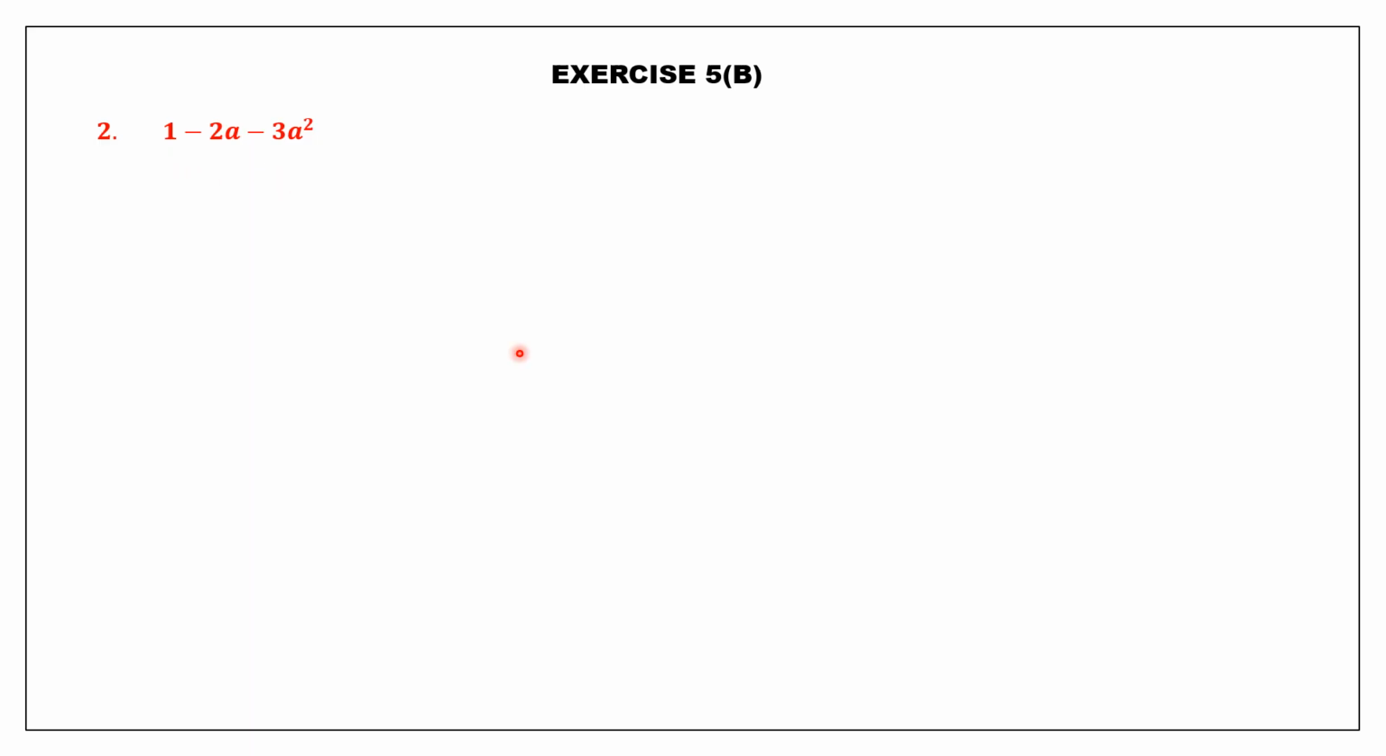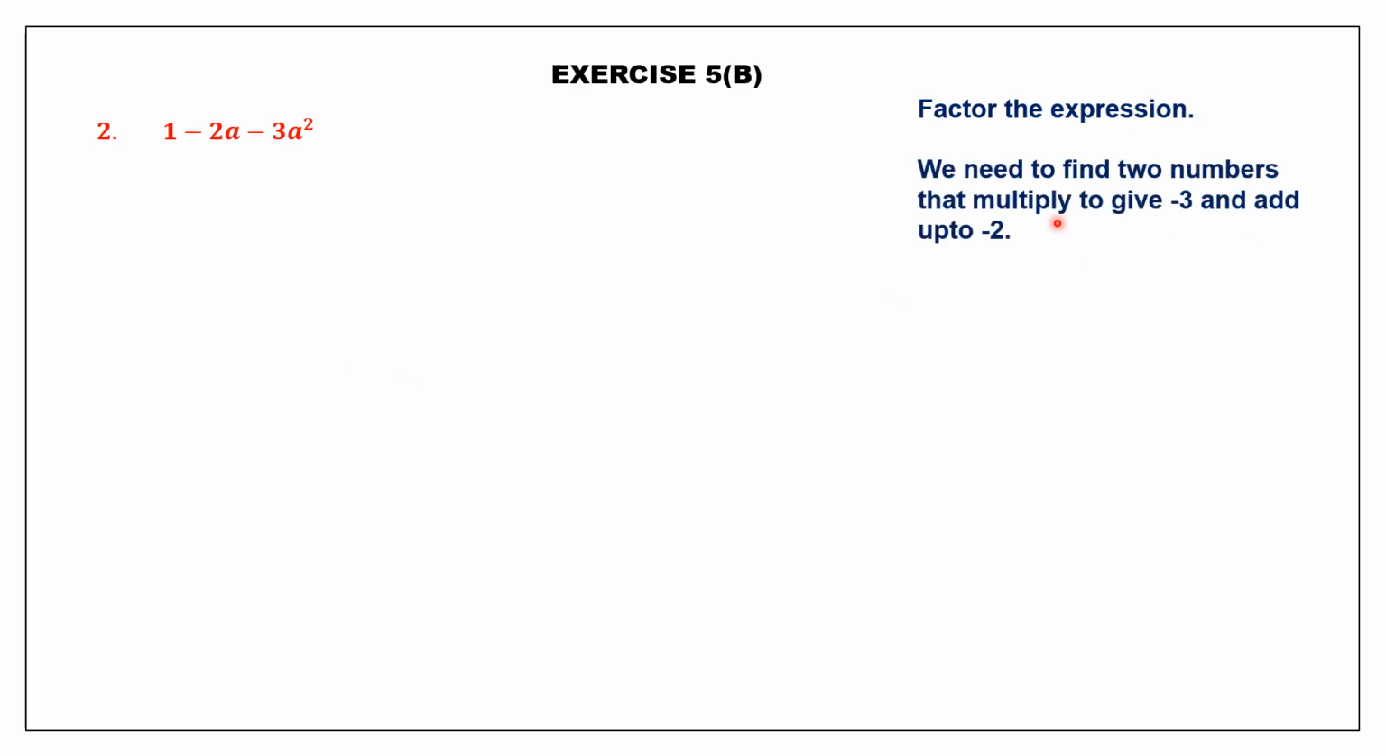What is the first step? Now we are going to factor the expression. That is, we need to find two numbers that will multiply to give us negative 3 and add up to give us negative 2. Now, how did we get this negative 3 here? Why should we multiply to give us negative 3?